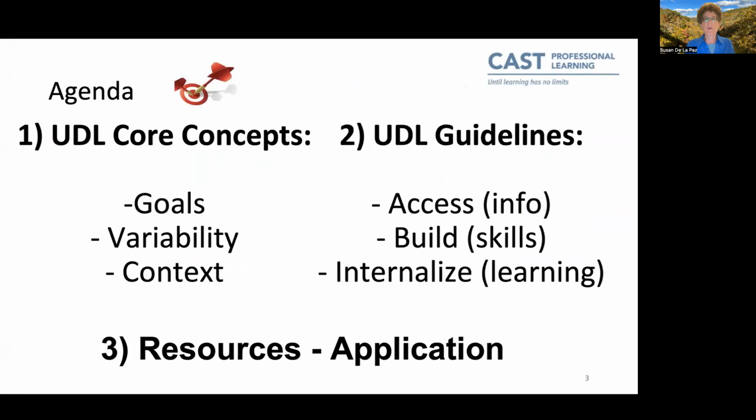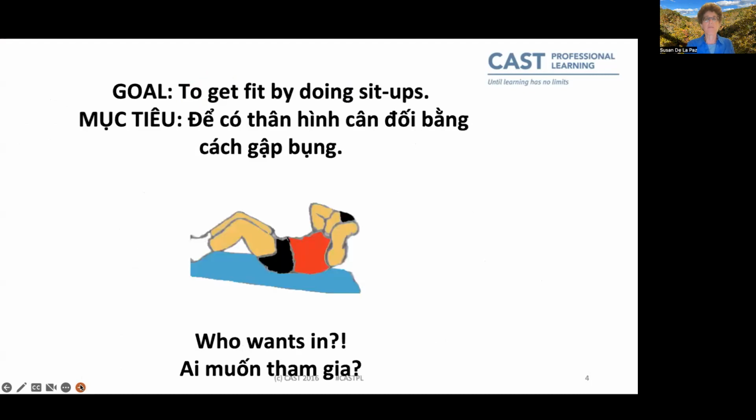UDL has 3 core concepts: that the goal is what matters the most, that there's always variability in a classroom, and that the context matters. There are also 3 guidelines. We want to give access to information, build skills for students so they can internalize learning, problem solving, and be successful. In class, we're going to do an application.